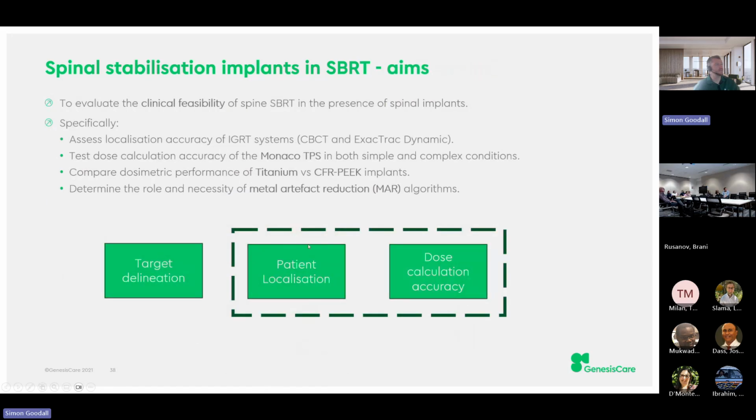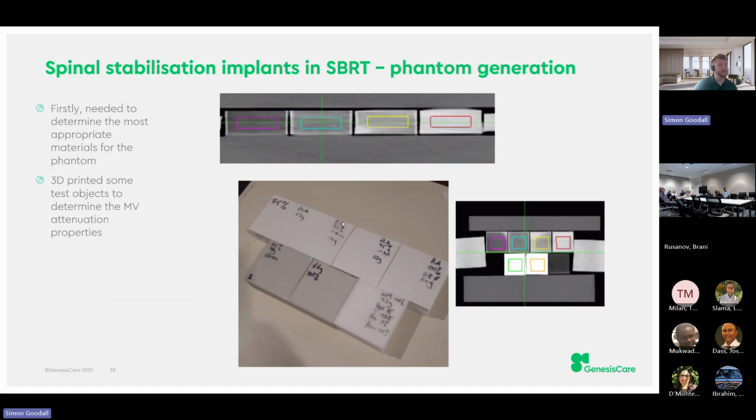So target delineation is one thing that can be affected by the issues associated with the imaging artifacts. Now, we didn't really investigate that because fundamentally, if the images are higher quality with less artifact, then the target delineation should be much easier, and we didn't really feel the need to evaluate that. What we wanted to look at was how well we could localize patients and how accurate the dose calculation was in the presence of both these titanium and carbon fiber reinforced implants.